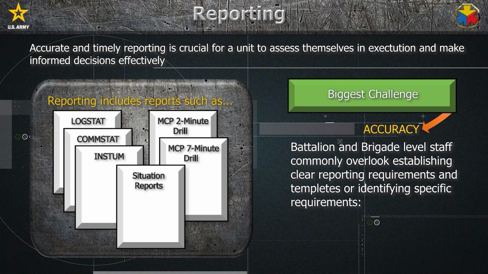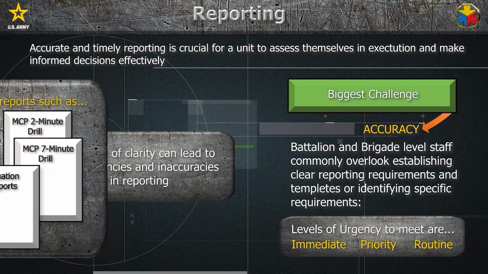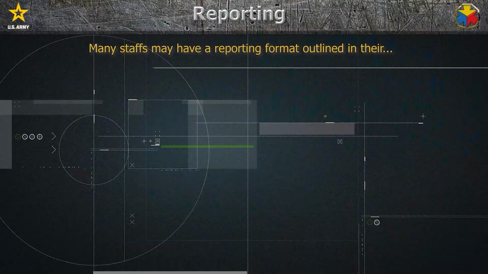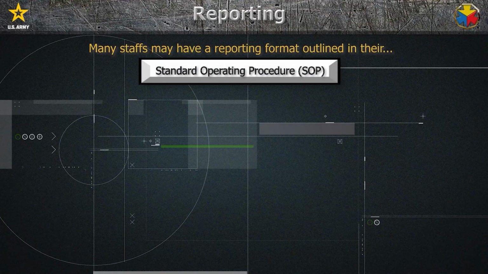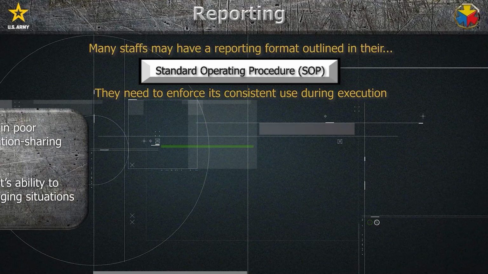Battalion and brigade level staff commonly overlook establishing clear reporting requirements and templates or identifying specific requirements meeting the immediate, priority, and routine levels of urgency. This lack of clarity can lead to inconsistencies and inaccuracies in reporting. Additionally, the absence of standardized reporting format can further complicate the situation. Many staffs have a reporting format outlined in their standing operating procedures, or SOPs. They need to enforce its consistent use during execution.